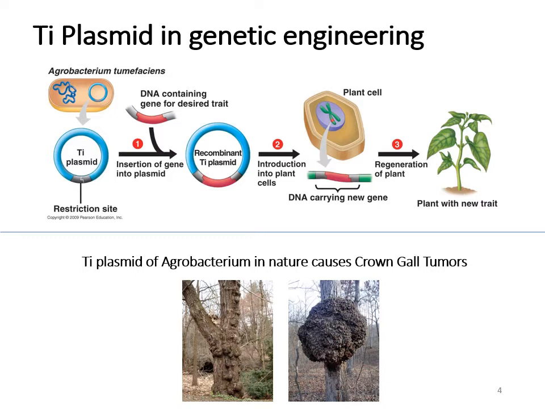So that's how we do genetic engineering a lot of times when it comes to plants and crops: we use the Ti plasmid. Make sure you know, if you see a crown gall tumor, that's thanks to Agrobacterium tumefaciens. Remember that. It may pop up again.